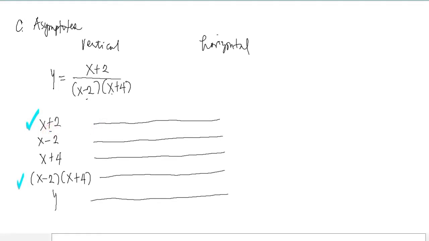Ngayon, hahanapin naman natin yung mga numbers na magpapazero sa mga factors natin. So, for this x plus 2 here, magsisero siya sa negative 2. The x minus 2 ay magsisero sa positive 2. The x plus 4 ay magsisero sa negative 4.